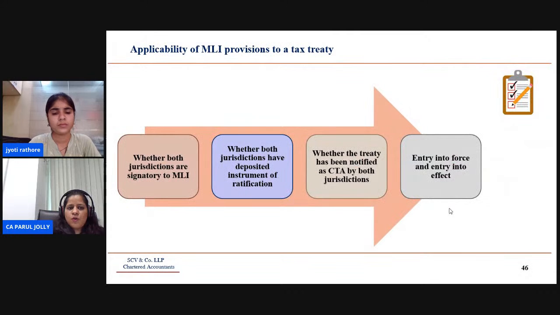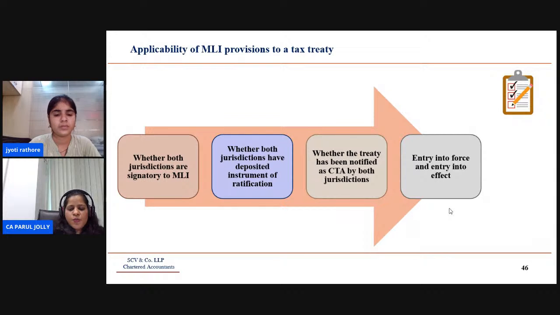So, how do we check whether the MLI provision is applicable or to be read along with the treaty? Whenever we see a transaction with some other country, we'll have to see whether both the jurisdictions are signatories to the MLI or not. All this literature and text is available on the OECD website. One has to go there and see whether both jurisdictions have signed the MLI. If they have signed, then we check whether they have deposited the instrument of ratification or not.